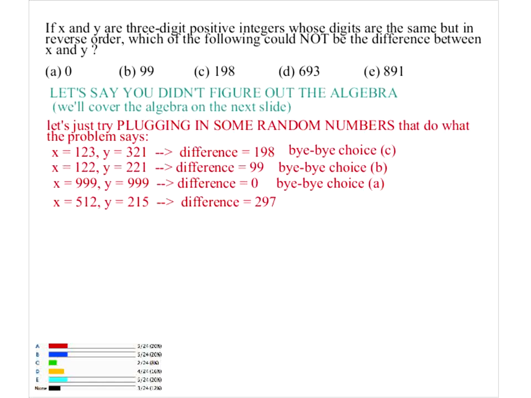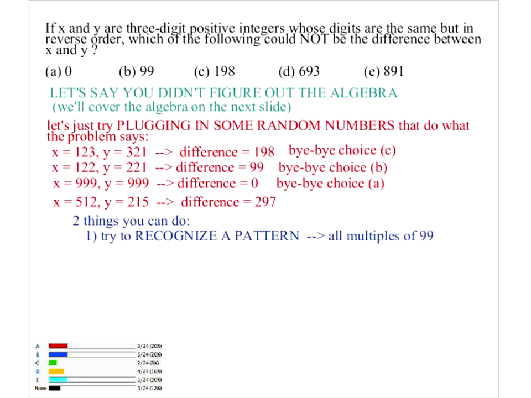So here you can do 2 things. Number 1, try to recognize a pattern. In this case, the pattern is all of these are multiples of 99. Now I admit that's not the world's easiest thing to see. So if you don't see that, the other thing you can do is just keep bombing the problem with numbers until only one choice is standing.